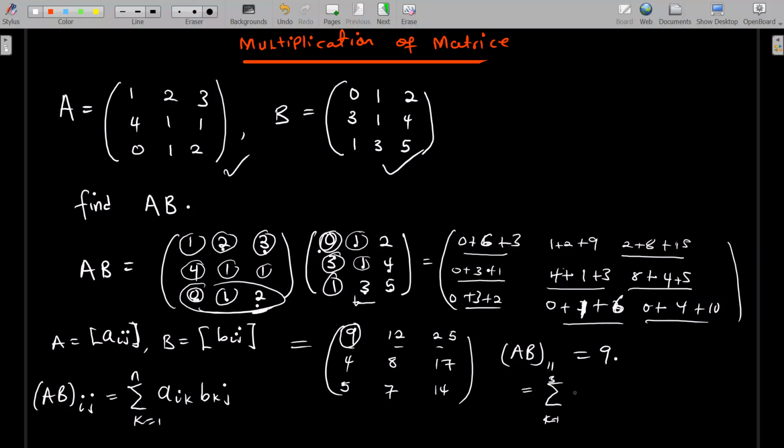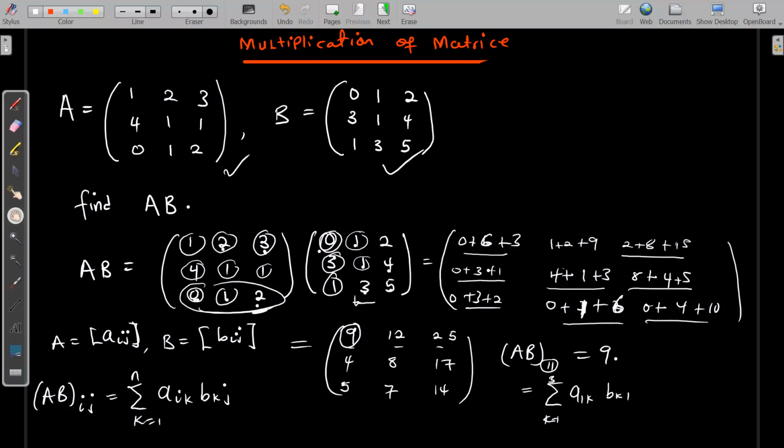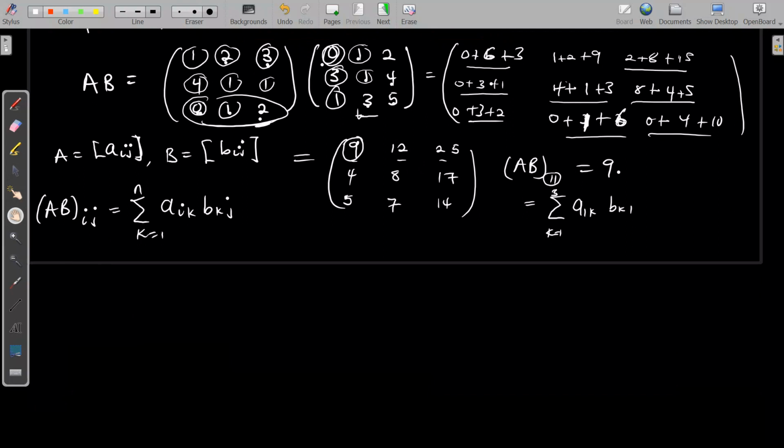I'm going to have A_1k and then B_k1, right? Because j and i are both 1 here. Now I want to pull it down some more for you to see what I'm trying to do here. I'm going to use this for a general proof in maybe some of our next lessons.